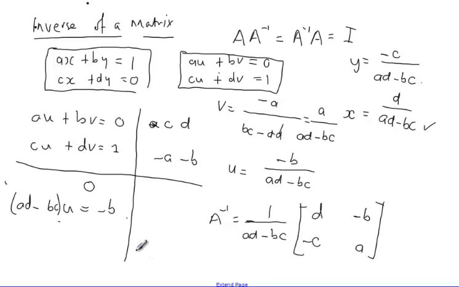Then I ask a question. What is the determinant of A, according to what we did yesterday? AD minus BC. Check this. This is 1 over the determinant of A. This is what is here. Altogether, multiplied by the matrix D, minus B, minus C and A. And that is the inverse.